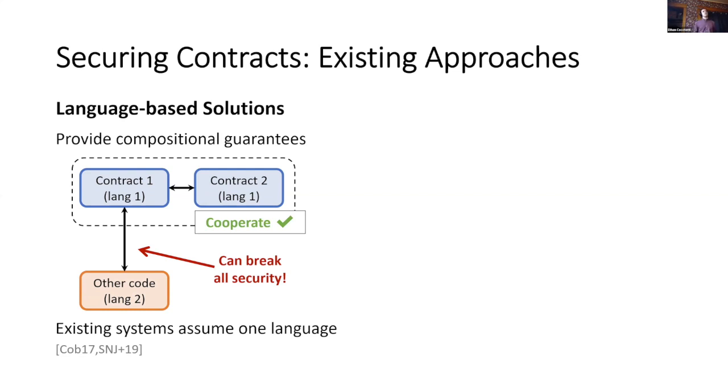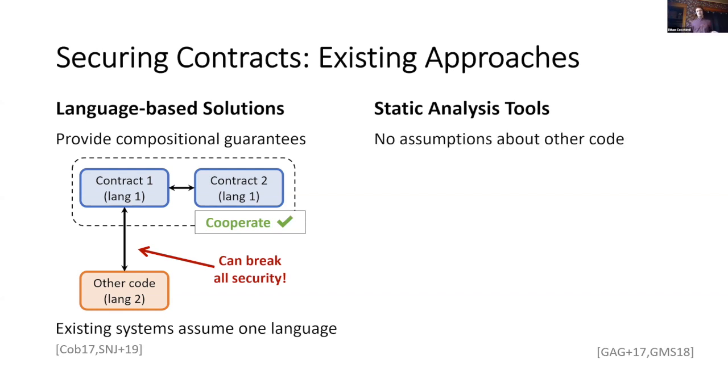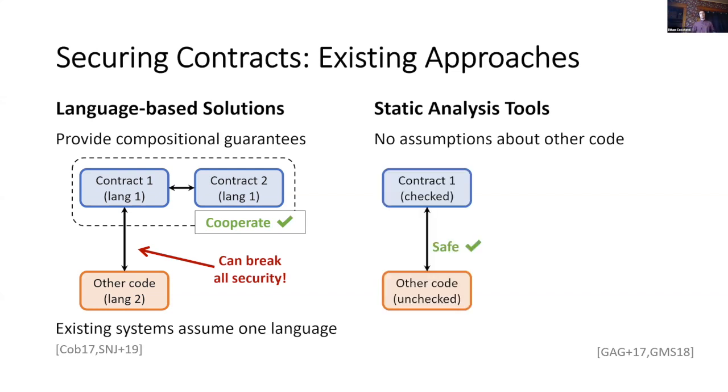The second type of tool is static analysis tools, these sort of standalone tools. These are explicitly designed to fix the problem I just described, where they have no assumptions about what other code is running in the system or what sort of interaction might go on with regards to adversaries. So we can write one contract, we can check it, and we can have it safely interact with anything we want to, whether it be legacy code, whether it be some contract that hasn't been checked by the same or even any static analysis tool or something like that.